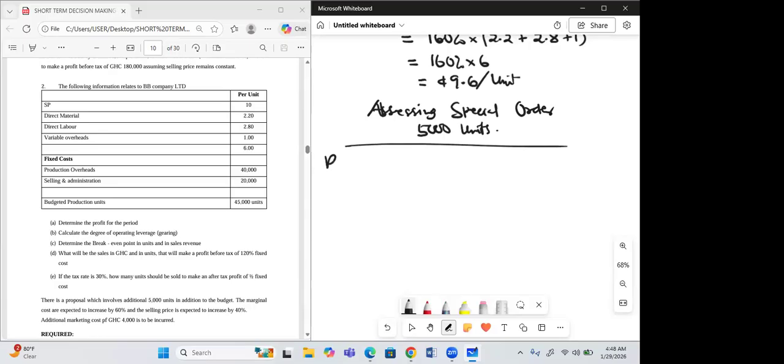So the revenue for that, they said the selling price will be increased by 40%. So 140% of 10 cedis, right? Yes, sir. Times the 5,000 units. What is that giving you? 70,000.